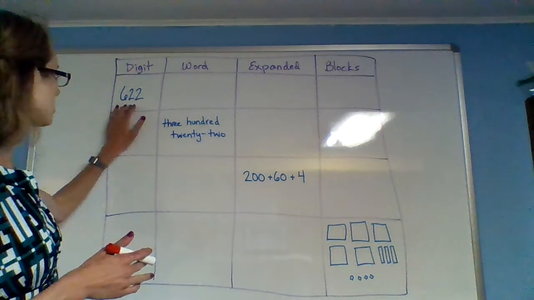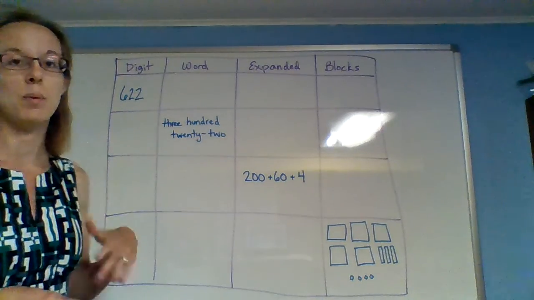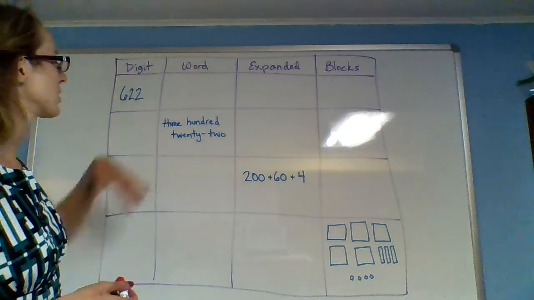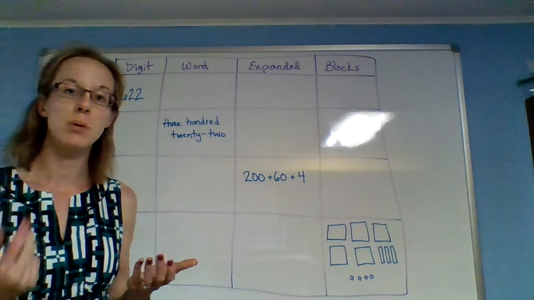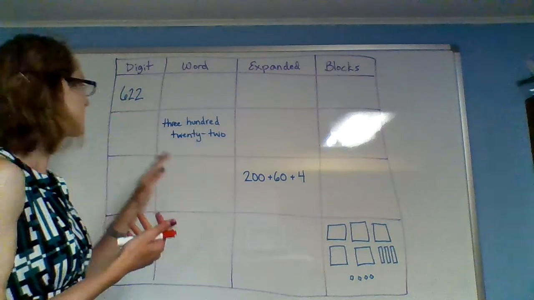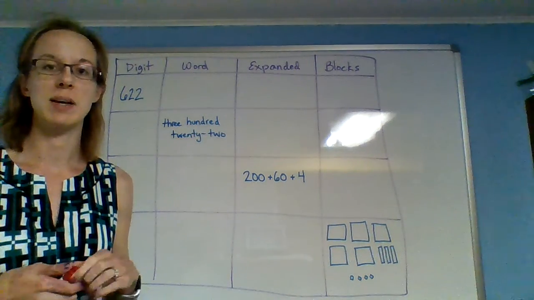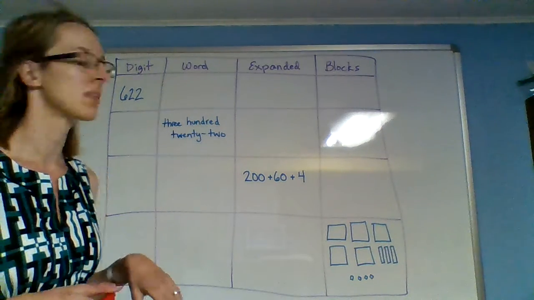So this digit is a 6 in the hundred spot, a 2 in the tens, and a 2 in the ones. We would say 622. The second way that we can express numbers is through the words. And so sometimes in word problems or when we say the words out loud, we don't say 622. We put additional words in there to explain what it is that we mean. So we can use the word to describe the number.